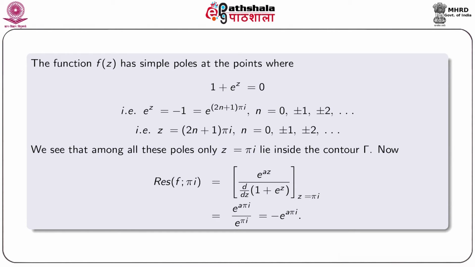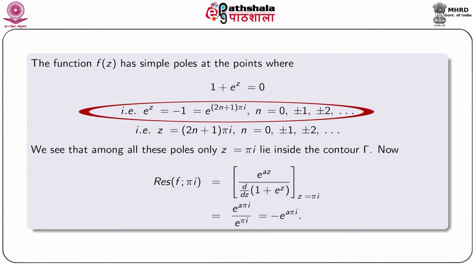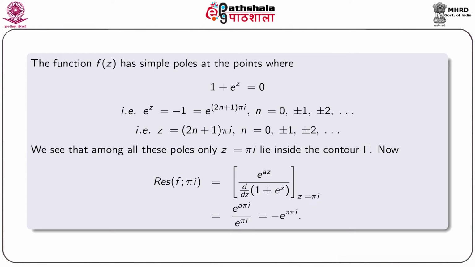The function f(z) has simple poles where e to the power z plus 1 equal to 0, that is, e to the power z equal to minus 1, equal to e to the power (2n plus 1) pi i, where n equal to 0, plus minus 1, plus minus 2, etc. That is, z equal to (2n plus 1) pi i, where n equal to 0, plus minus 1, plus minus 2, etc. We see that among all these poles only z equal to pi i lies inside the contour gamma.